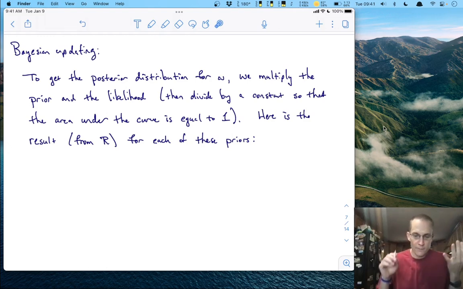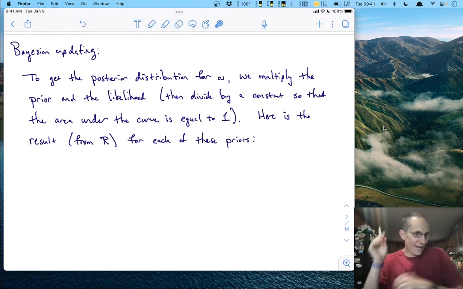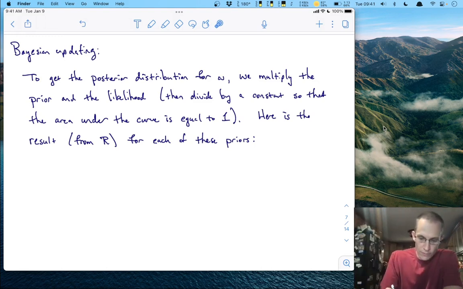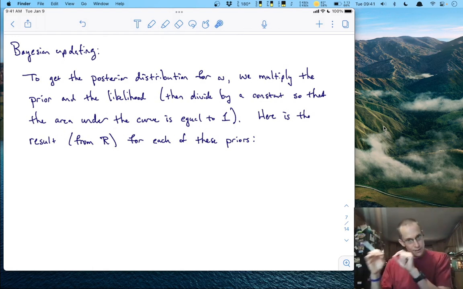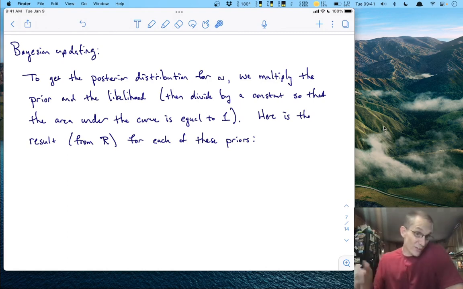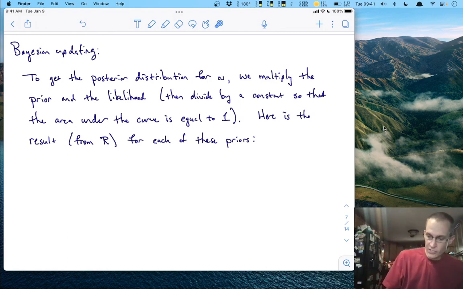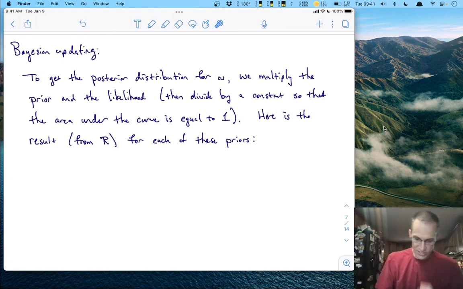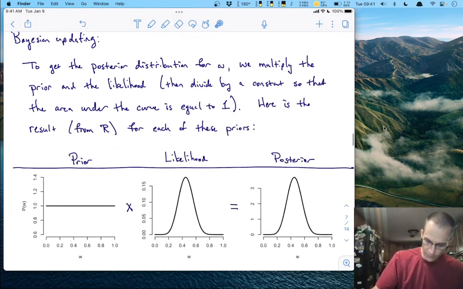So the idea behind our Bayesian updating is this. It comes directly from Bayes' theorem. To get the posterior distribution for W, we multiply the prior, so one of those three curves that we just posted, and the likelihood, so the binomial function. And then of course, we have to divide by a constant so that the area under that curve is 1. That's that probability of data thing that we looked at. And so here's the result from R for each of these priors. I'm actually just going to make a little table that plots the prior and the likelihood and then the resulting posterior.